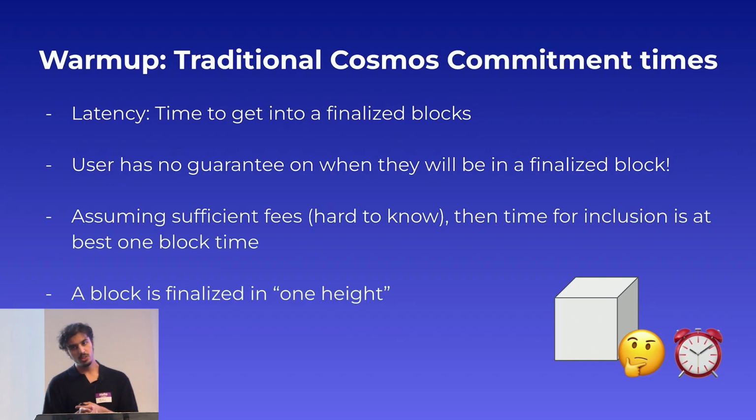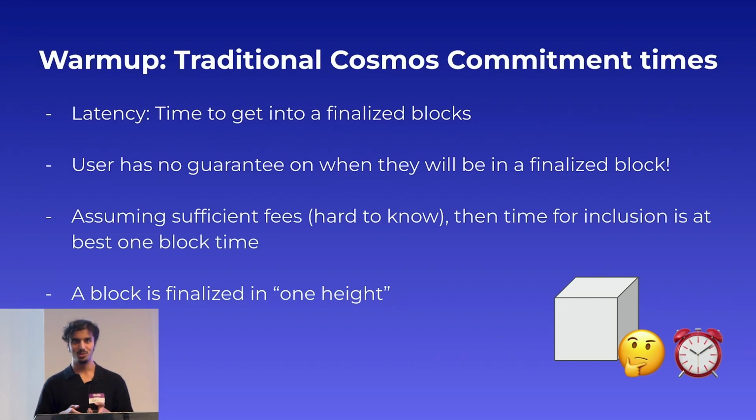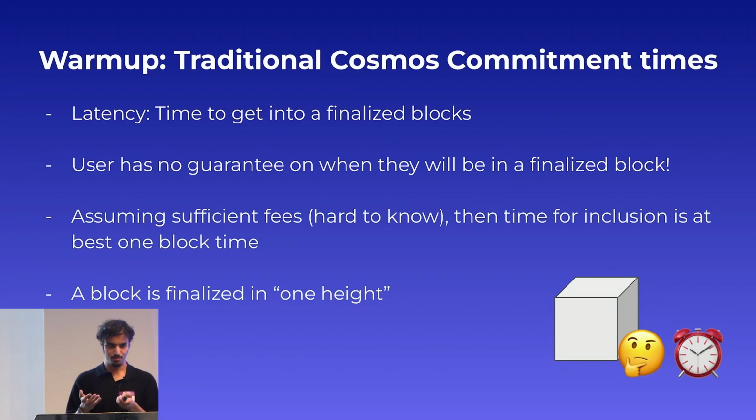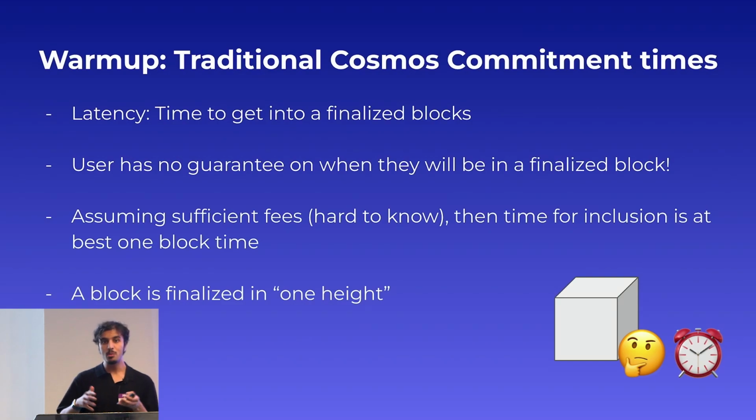So warm up, what's going on in traditional Cosmos chains? Well, your latency is your time to get into a finalized block, but turns out you actually have no guarantees for how long that's going to be. Like I'm sure everyone here is familiar. You've made a transaction on the front end, and it gets stuck in the mempool. Who knows how long, and you have no idea when it'll land. If we assume sufficient fees and the mempool is working nicely, then this time is at minimum like one final block time.